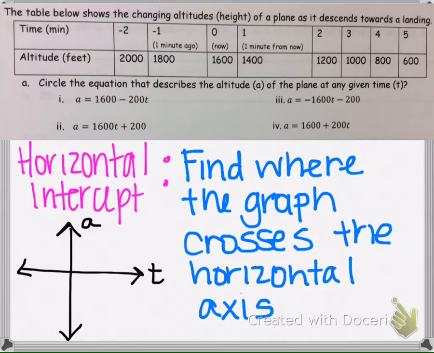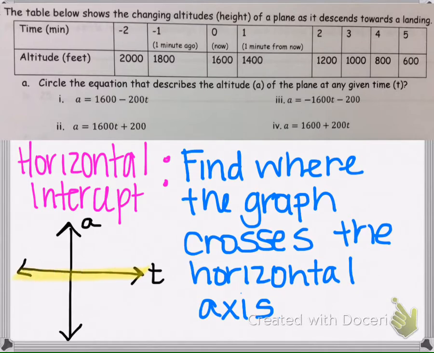Next, we are asked to find the horizontal intercept and explain its meaning in the context of the problem. So first of all, let's make sure we understand what horizontal intercept is. The horizontal intercept is the point where the graph, the line, crosses the horizontal axis. So in this case, it's not the x-axis.